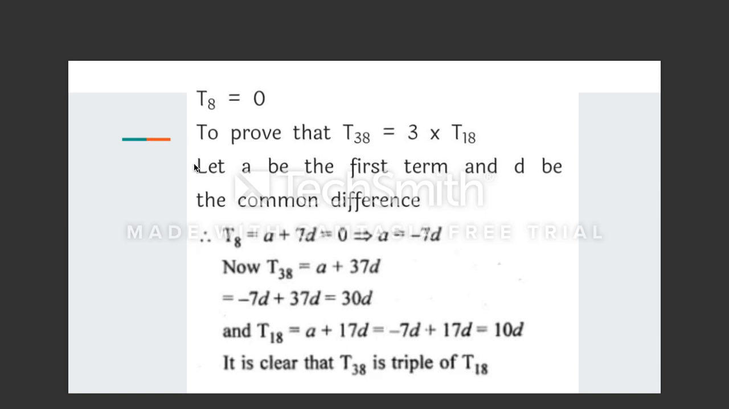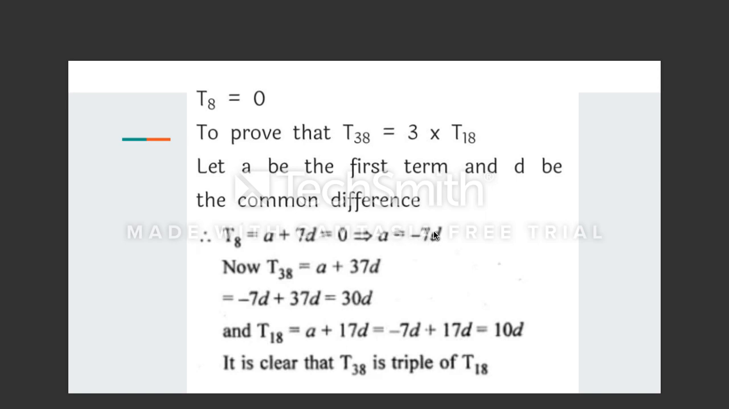So what will I take? A as the first term, D as the common difference. I'll find out T8 in its general form, which comes out A plus 7D. 8 minus 1 is 7. So A plus n minus 1 into D is the formula. T8 or A8, that is the 8th term of the AP sequence, comes out A plus 7D. And this 8th term is given in the question as 0. Now what does it mean? It means A is equal to minus 7D. Clear this part everyone? The 8th term was given as 0. General form A plus 7D, which is 0. So A comes out minus 7D.